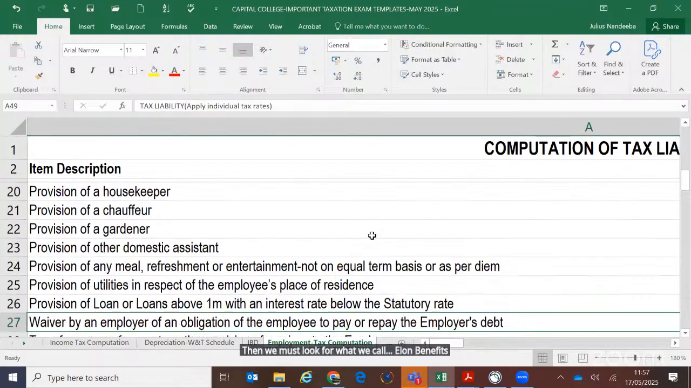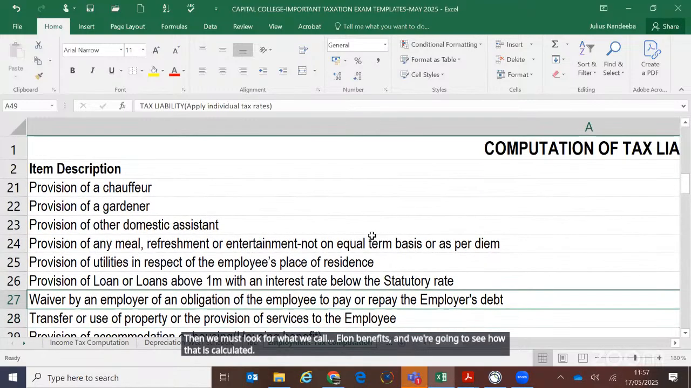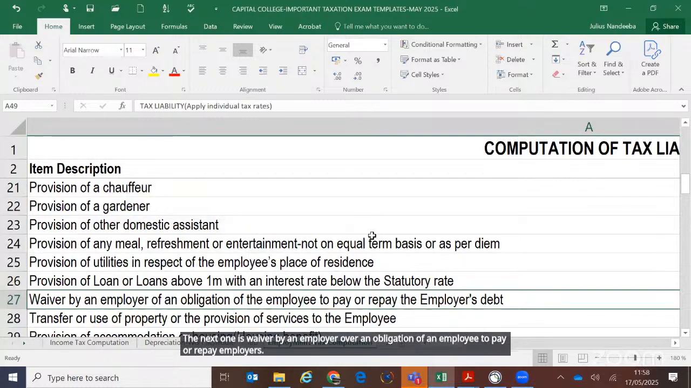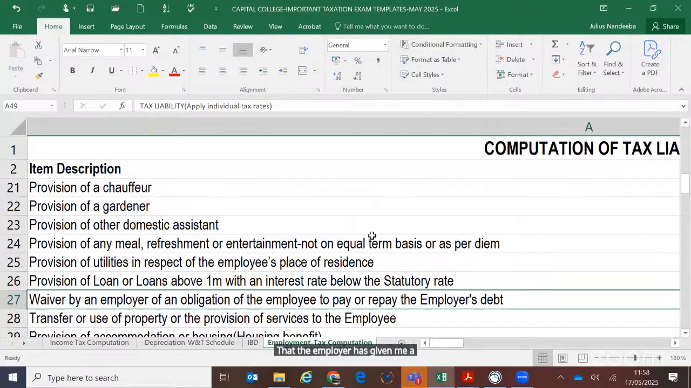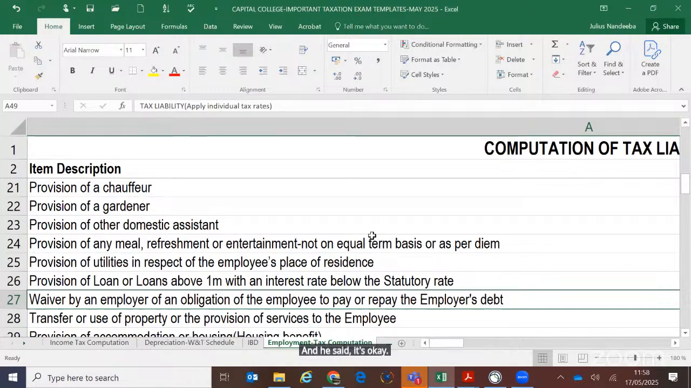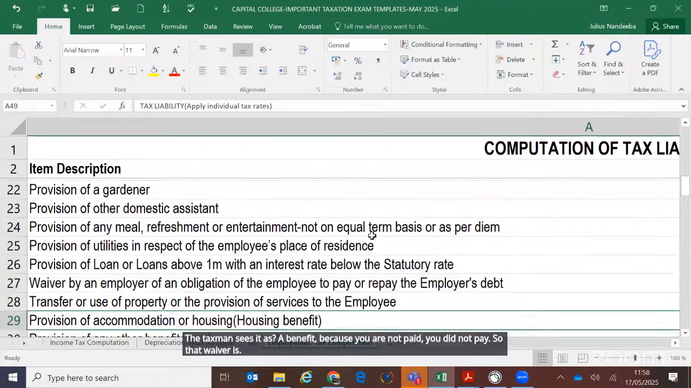And we're going to see how that is calculated. The next one is waiver by an employer of an obligation of an employee to pay or repay the employer's debt. The employer has given you a loan, for example, or a salary advance, and he says, "It's okay. Since you're struggling, don't pay it." They have given you a loan of 10 million and COVID has hit you and they say, "It's okay, we are going to write off these loans, don't pay them." The taxman sees it as a benefit because you were meant to pay, you did not pay. So that waiver is a benefit.